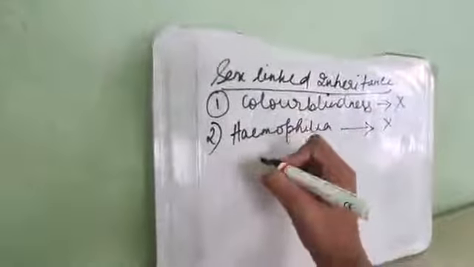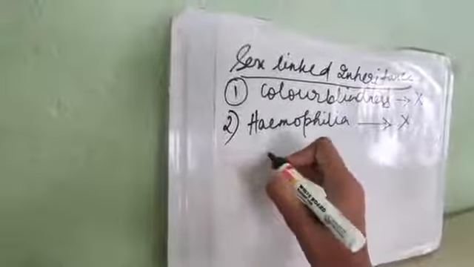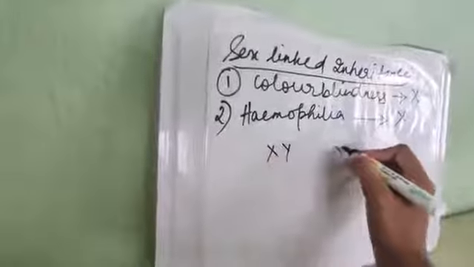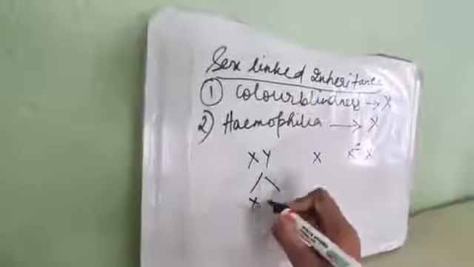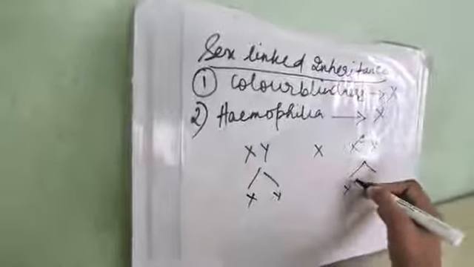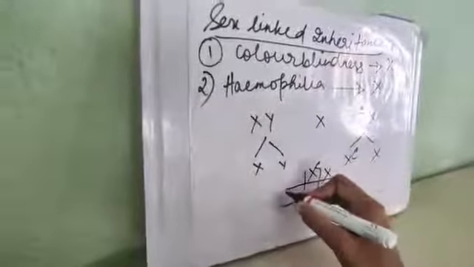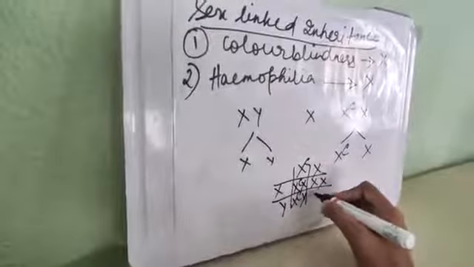Suppose I am doing the cross of the color blindness. You can just see. Suppose the male or the father is normal, that means the father is having XY. But the mother is a carrier, that means XXc. So the gametes will be XY, XcX. Now what will we get? We will get one carrier daughter, one normal daughter, one colorblind son and one normal son. This is the cross of the color blindness.